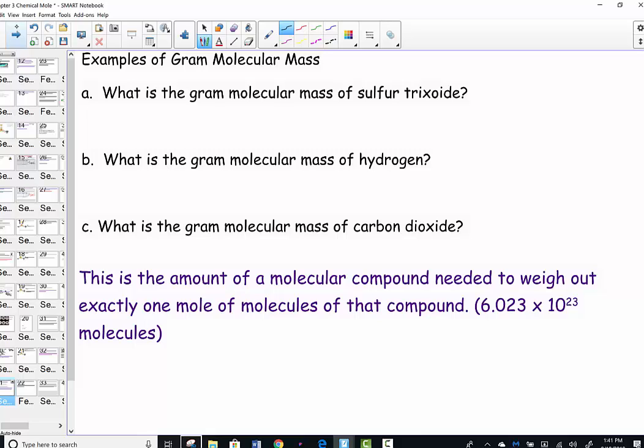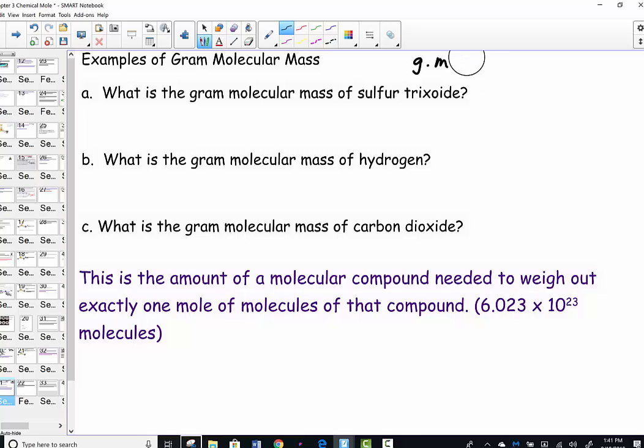So when I hear subscripts, I hear that this is a compound, not an element. Is it a molecule or is it a formula unit? What type of particle is this? Perfect. It's a formula unit.